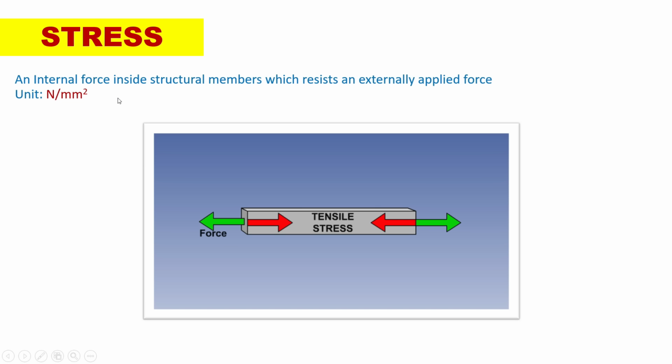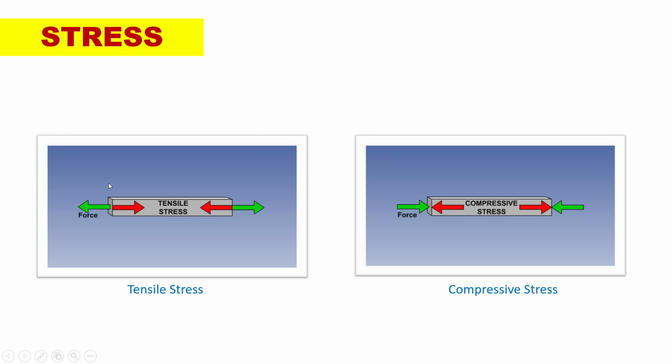Now you might very easily understand the definition, right? And the unit is Newton per millimeter square. You can just keep that in your mind if you can. And there are two types of stress. First one is tensile stress, another one is compressive stress. Very self-explanatory, but for the first one, the green arrows are outwards, so I'm applying a force outward, and the red arrows are being felt inwards. And this is a tensile stress.